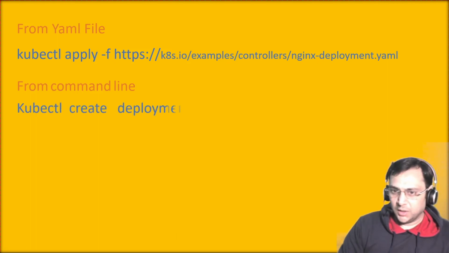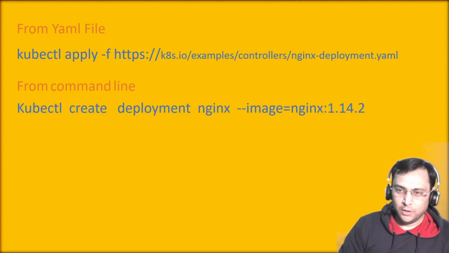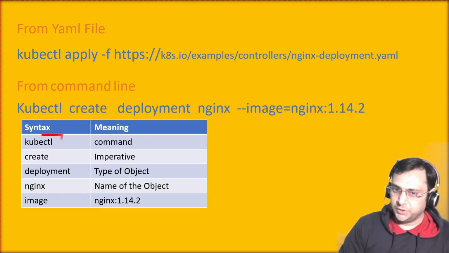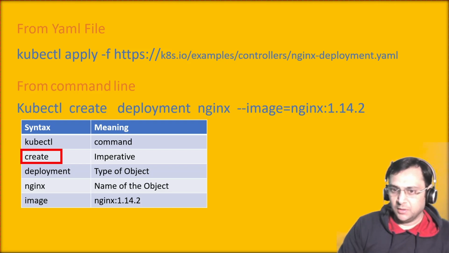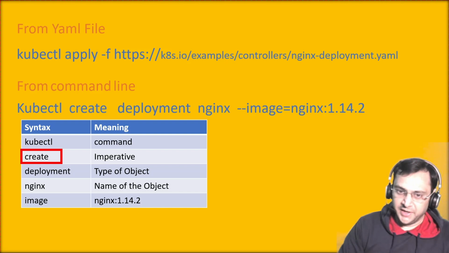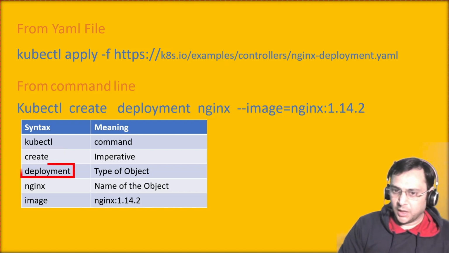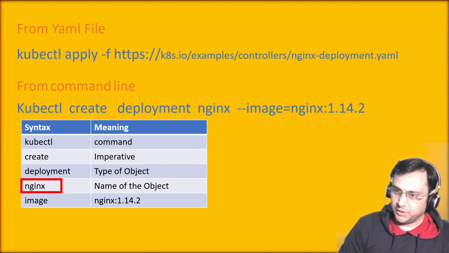From command line, again we will use kubectl create subcommand. Kubectl is a command, create is the subcommand, and please note that if we use command then it is always imperative and for YAML file it is declarative. Deployment is the type of the object that we want to create, nginx is the name of the object, that is, the name of our deployment in this particular case. In the last, image: the container will be created from this image.